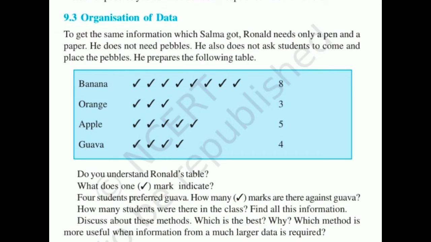What does one tick mark indicate? For students who preferred guava, how many marks are there against guava? How many students were there in the class? Find all the information and discuss these methods. Which is the best? Why? Which method is more useful when information from a much larger data set is required?